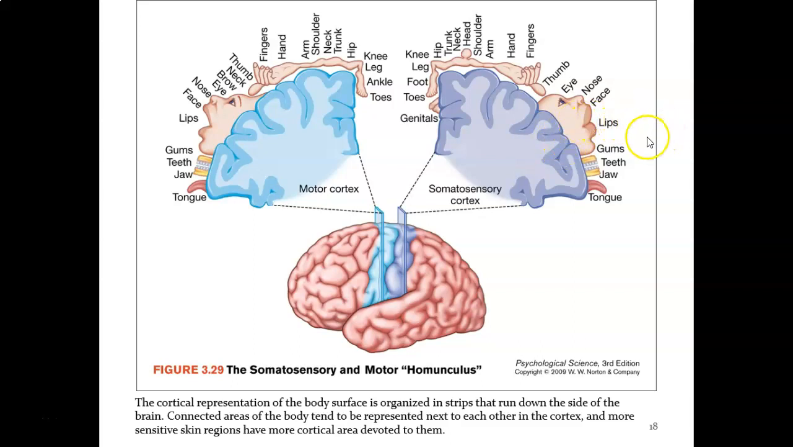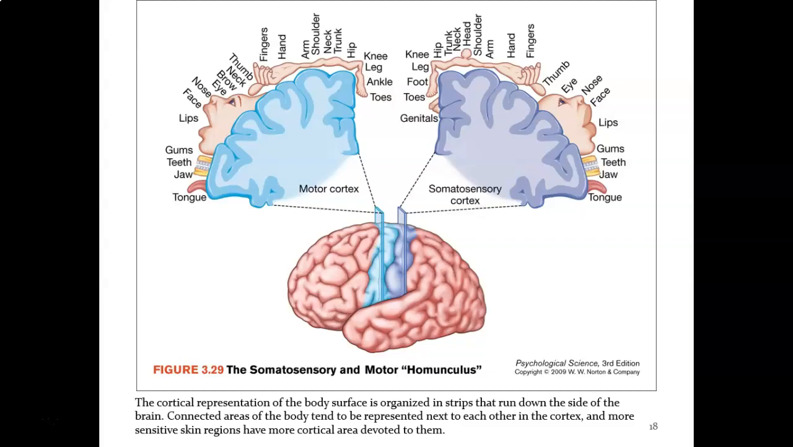Your lips are incredibly sensitive. There's a lot of nerve endings in the lips. The thumb and the fingers have a tremendous number of nerve endings. So it makes sense that such a large amount of neurological tissue is dedicated to the face and hands on the somatosensory cortex.